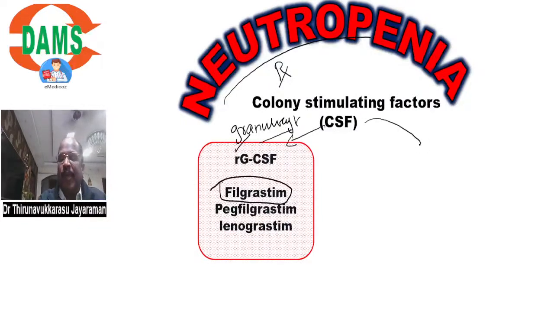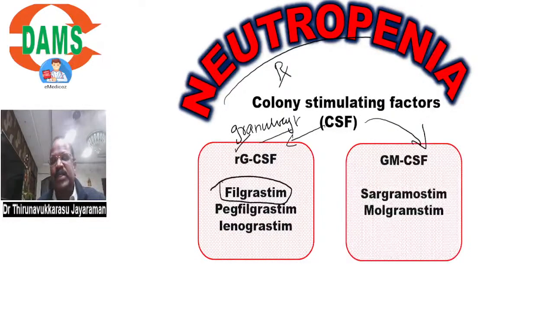Similarly, we have one more group of drug called granulocyte monocyte colony stimulating factors. For example, sargramostim, molgramostim. They are also useful for neutropenia. So all these are called colony stimulating factors.